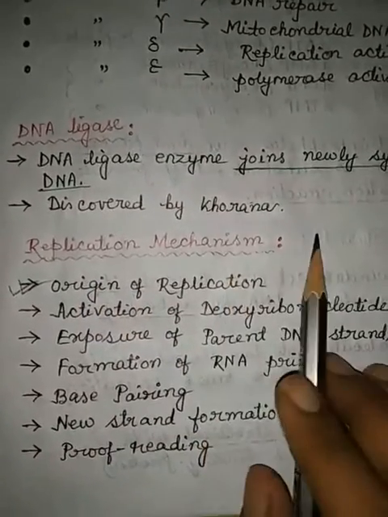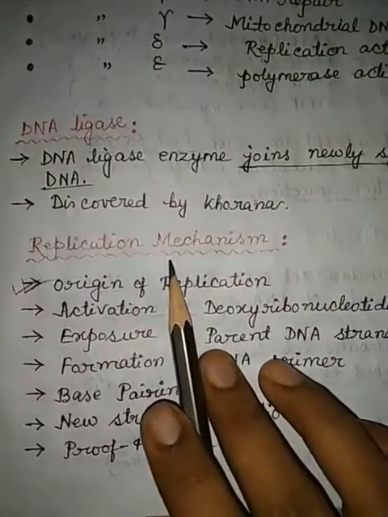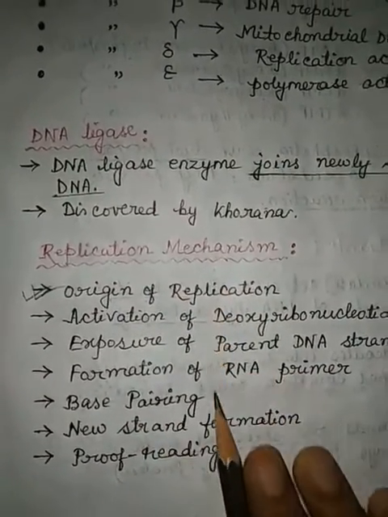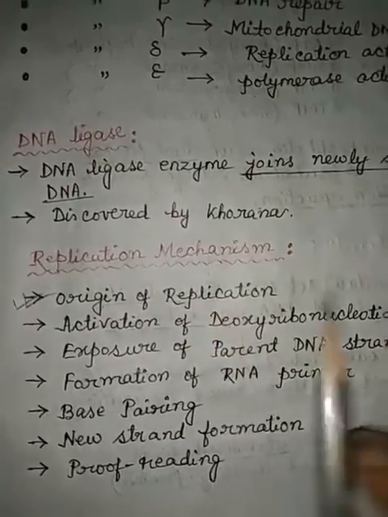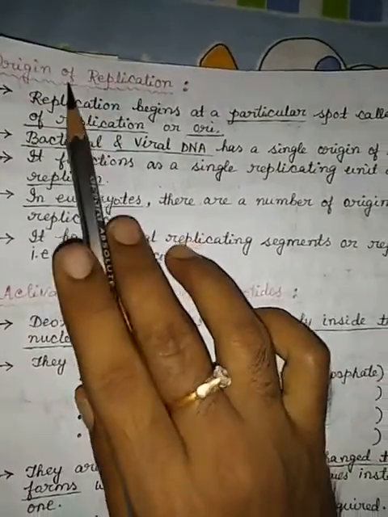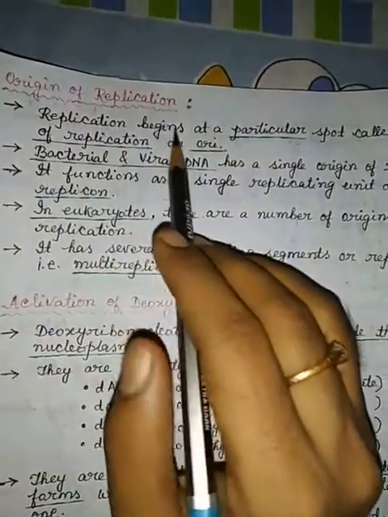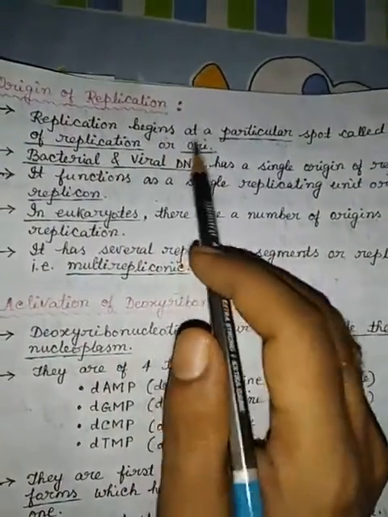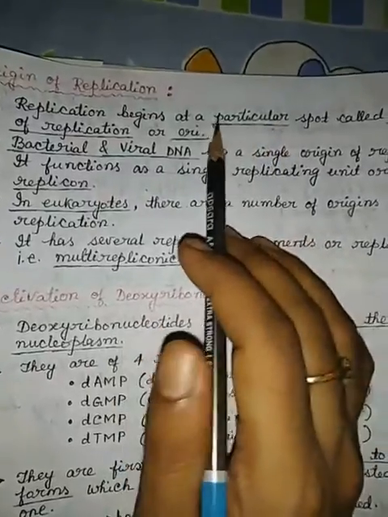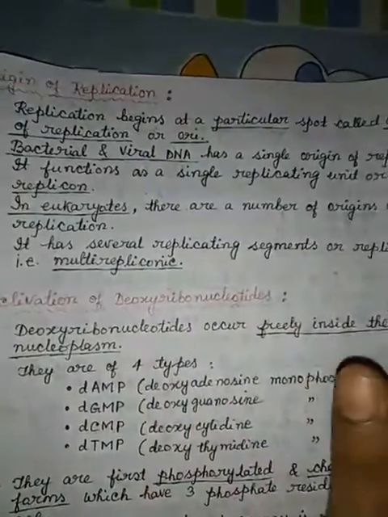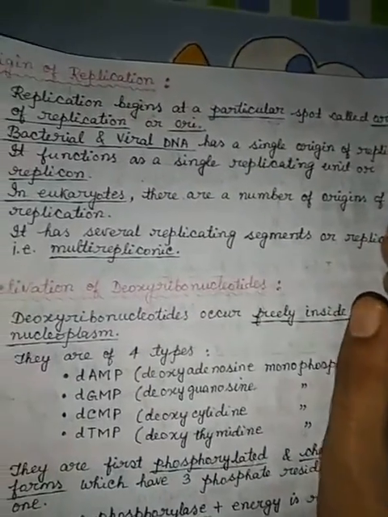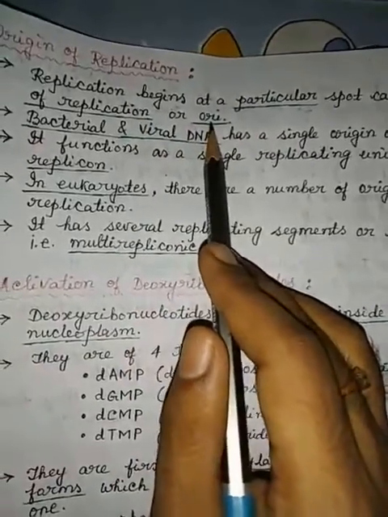The DNA replication mechanism consists of the following steps. Step number one is the origin of replication. Origin of replication means the particular point where the replication starts. Means in the structure of DNA, at a particular spot, replication starts or begins. This particular part is called origin of replication or ORI.